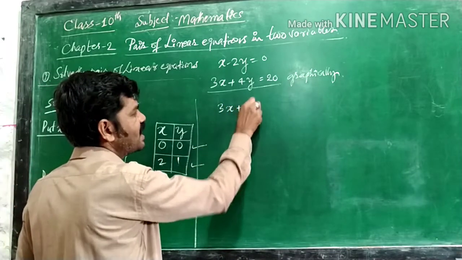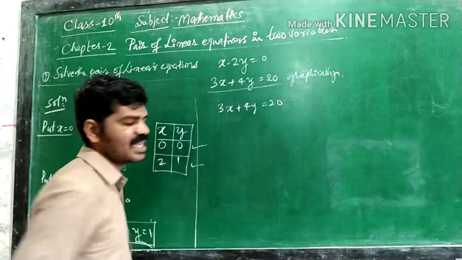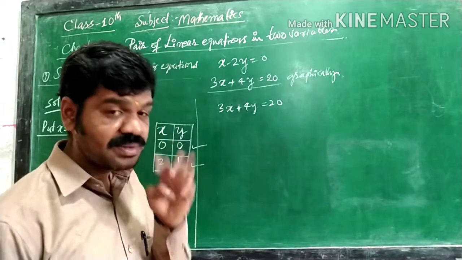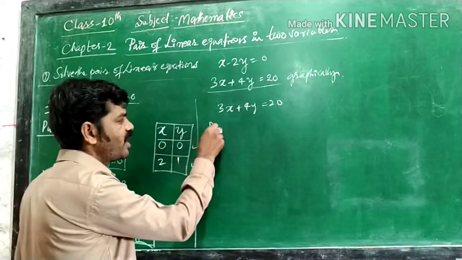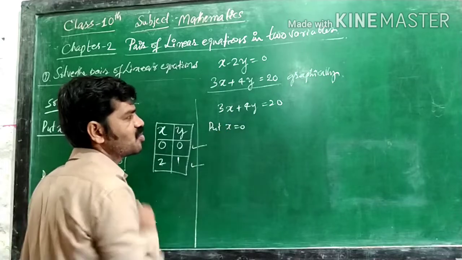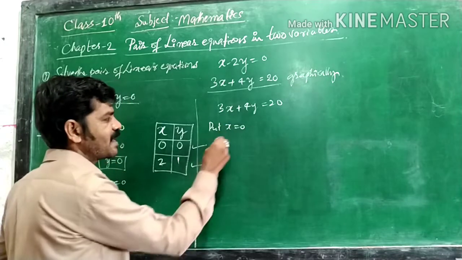3x plus 4y is equal to 20. In this equation, put the value of x equal to 0. What is the value of y?